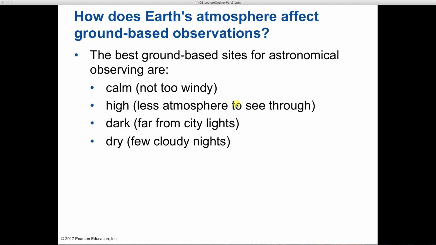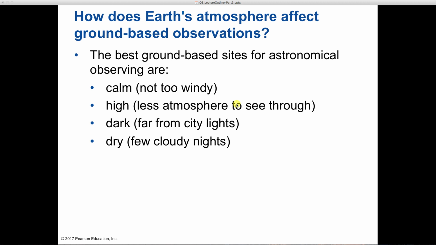There are four things basically that you want to think about that are good for telescopes. You don't want it to be windy, and you don't want the atmosphere above you to be thick and turbulent. You don't want it to be bright, so you want to be away from city lights, and you don't want it to be moist. You don't want a lot of humidity. All those things will affect the images and the clarity of the things that you're trying to see.